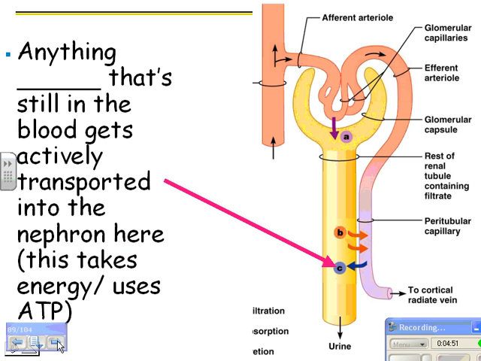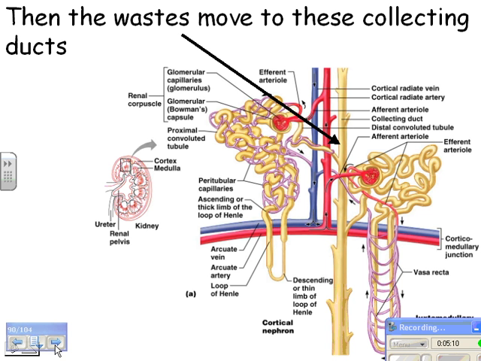And then the last step, anything that really is bad that didn't come out before up here, so some of the blood continues along here. Anything that's toxic that's still in the blood is actively transported, meaning it takes energy to get this stuff back into the nephron.